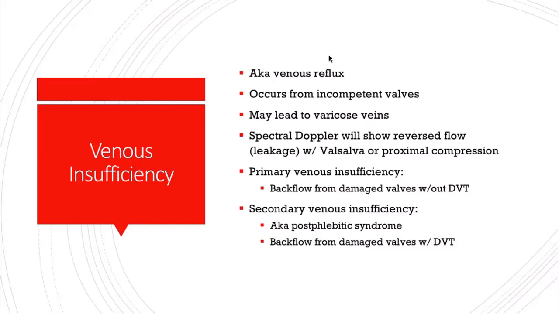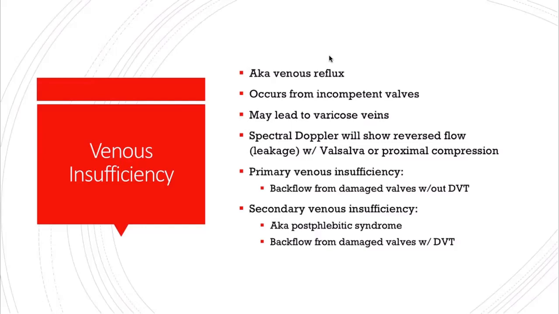If the venous insufficiency occurs because of a DVT, it is termed secondary. If the venous insufficiency exists without a DVT, it is termed primary. So when you think about venous insufficiency, it has to do with non-functioning valves. So why are those valves non-functioning? They could just be non-functioning because they're not working properly. And then that would be called primary venous insufficiency.